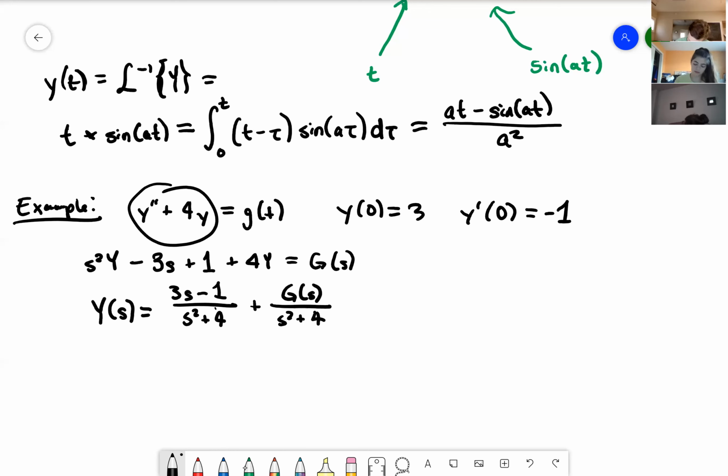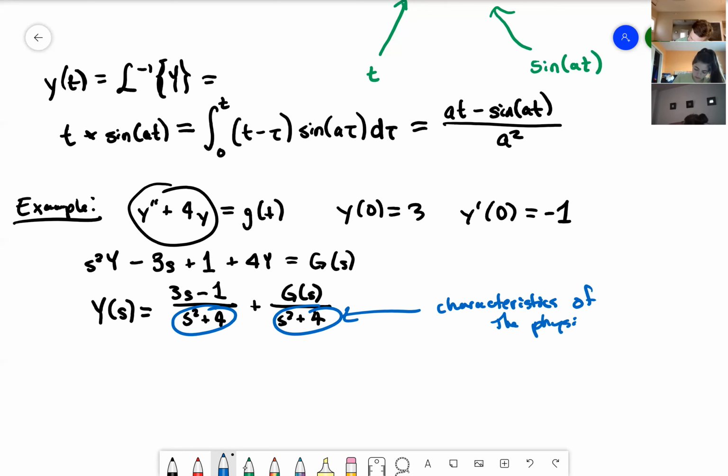So this right here, we can think of as characteristics of the physical system, right? That doesn't depend on the initial conditions, it doesn't depend on the forcing function. It's purely in terms of the physical system that we're talking about. Now this part right up here depends only on the initial conditions and nothing else. And this part right here depends only on the forcing function, nothing else.